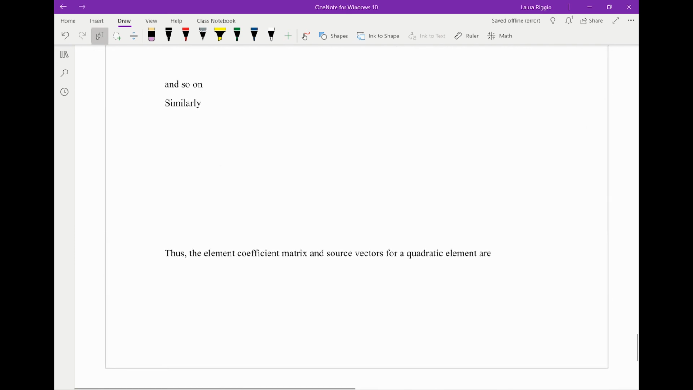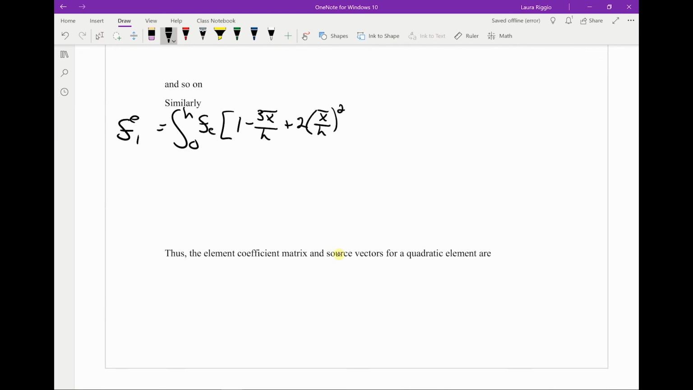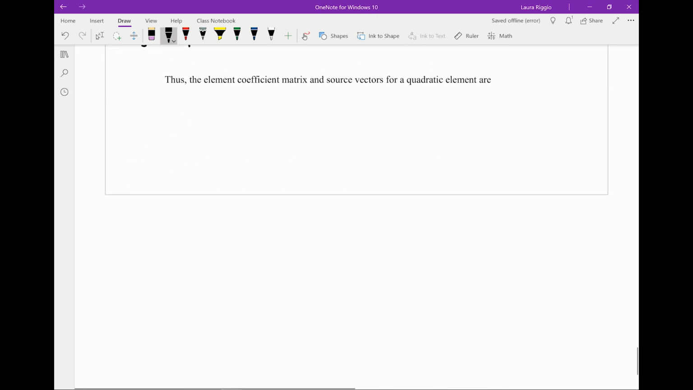You can do a similar thing for f. Again, if f is a constant, fine. If f is a function, we have to do it for every single problem. We would get f1 is equal to the integral from 0 to h of f times (1 minus 3x bar over h plus 2x bar over h squared) dx bar, which equals 1/6 fh. F2 would be 4/6 fh, and F3 is going to equal F1.